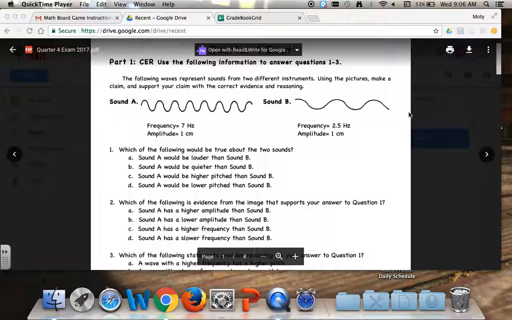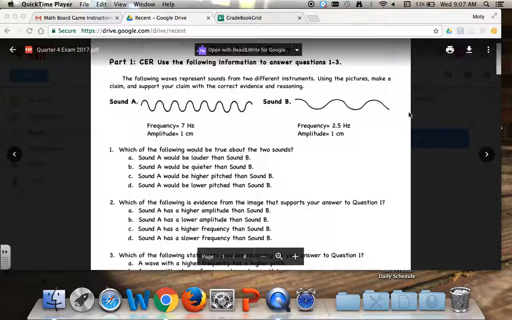Sound A's frequency is 7 Hz and its amplitude is 1 centimeter. Sound B's frequency is 2.5 Hz and amplitude is 1 centimeter. Number 1. Which of the following would be true about the two sounds?